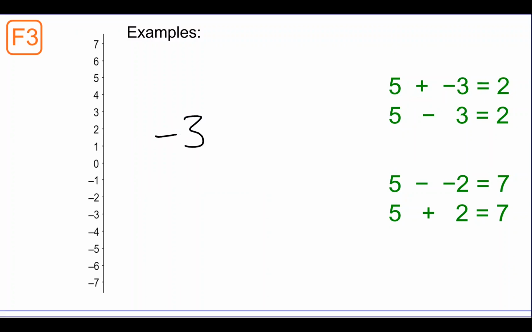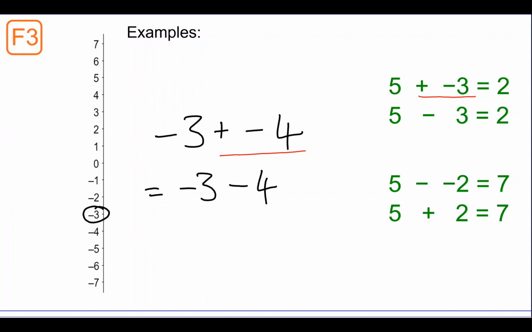Negative 3 plus negative 4. Take a moment, which rule can we use here? Well, we're adding a negative number, so we're using this rule. So I can replace this with negative 3 take away 4. Now it's still fine to do these on a number line if it helps. So we start at negative 3 and taking away 4 means going down 4, which gets us to negative 7.